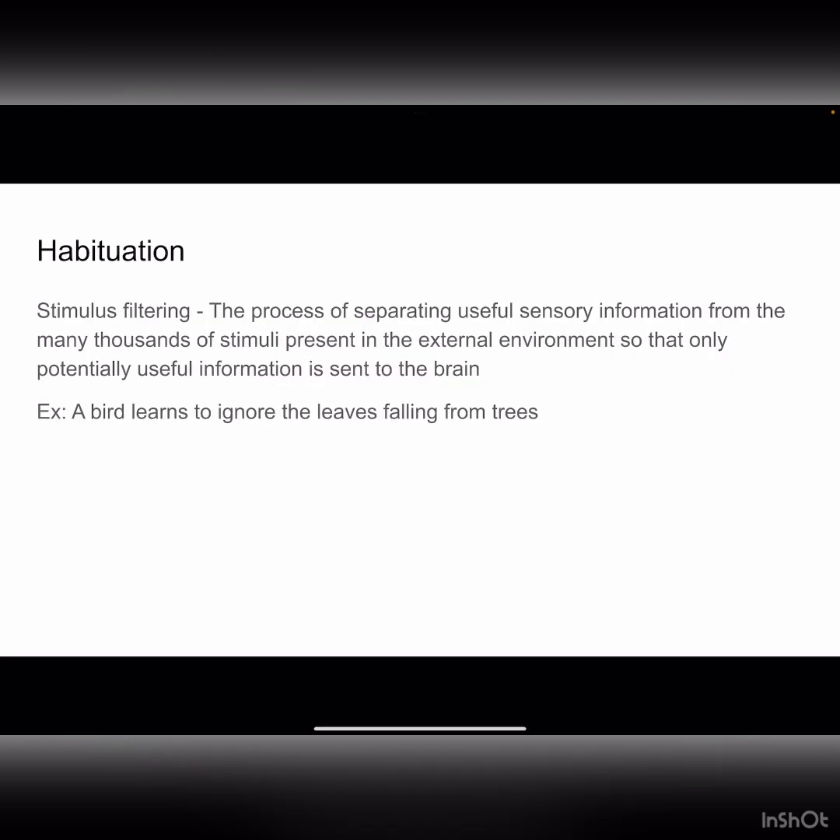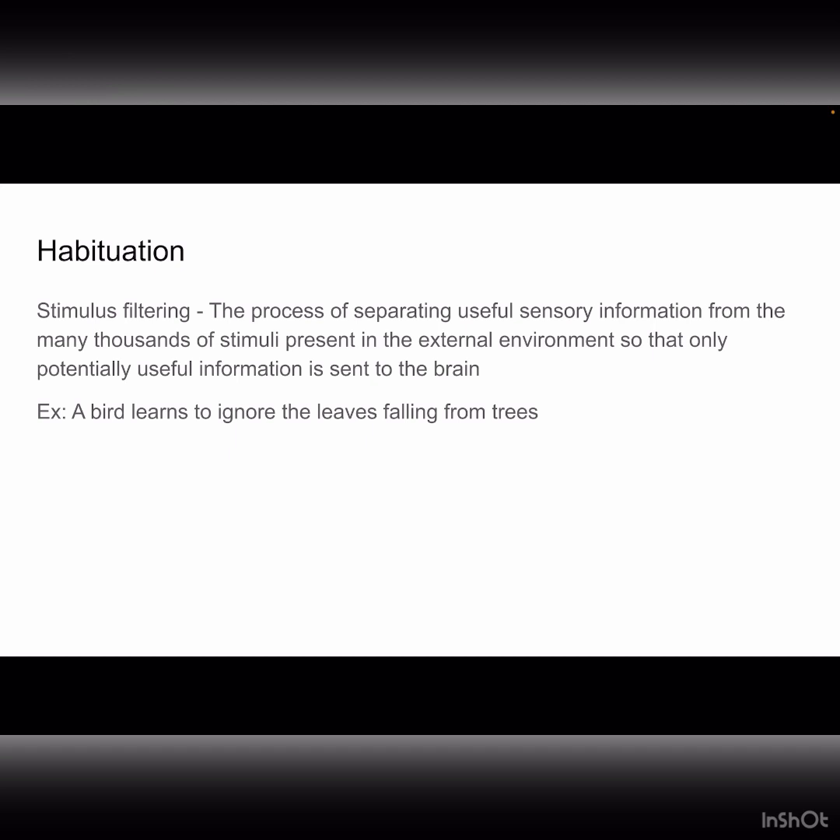Habituation, however, is a form of non-associative learning. Remember, non-associative learning does not require stimuli association or pairing. Habituation, as stated before, is a decrease in response to a specific stimulus that has no negative or positive consequences. So, if you'd like to skip down to the example, a bird learning to ignore leaves that fall from trees would be an example of habituation.